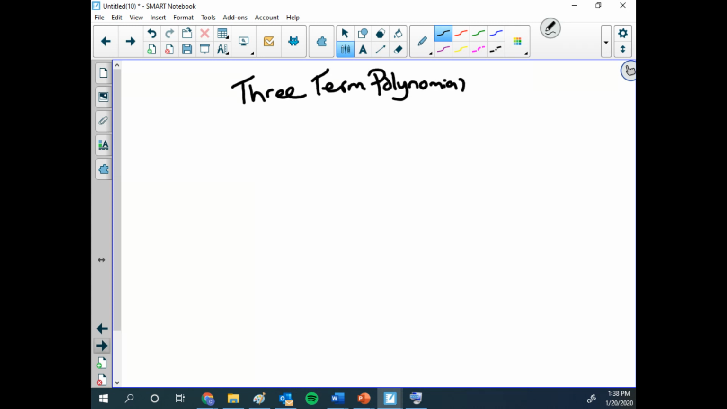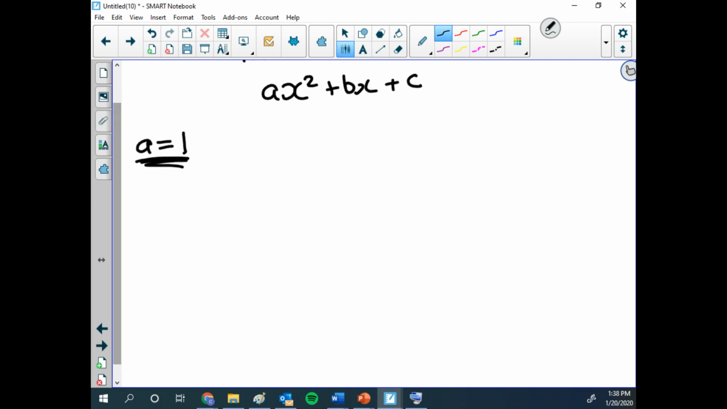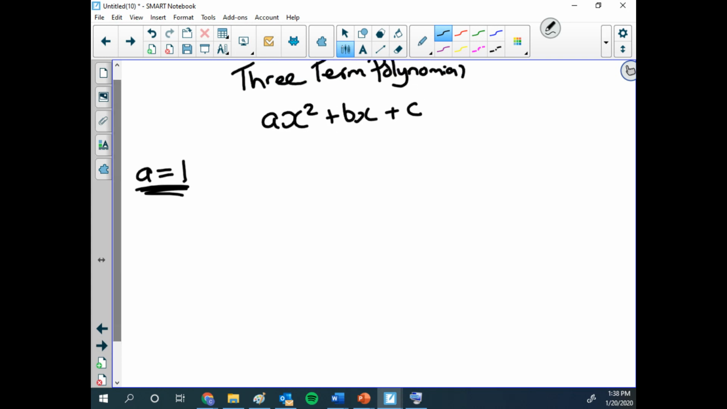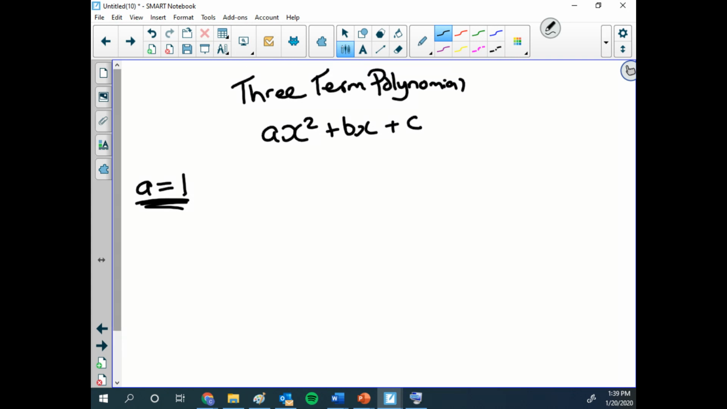we have a polynomial in this form, ax squared plus bx plus c, where a, b, and c could be any integer. And then I can have 2 different ways that I look at this. If a is equal to 1, I would solve with a certain strategy. If a does not equal 1, I'll use a different strategy. So first of all, I'm just going to focus on if a equals 1. So I'll just put some examples here.